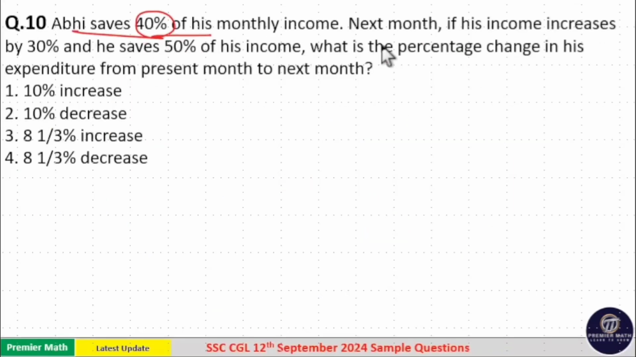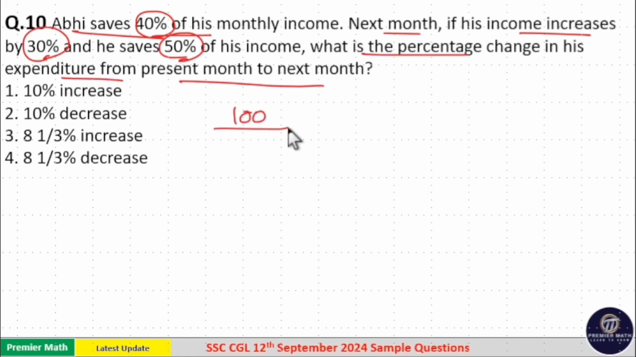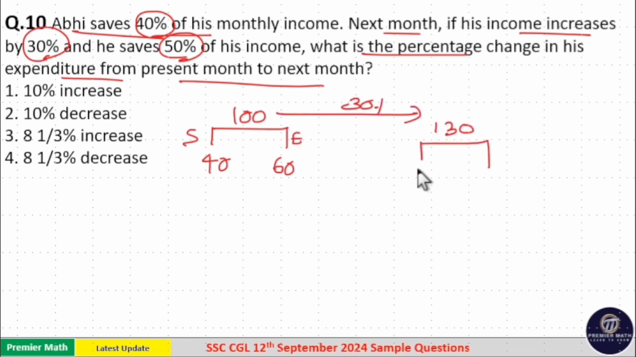Abhi saves 40% of his monthly income. Next month, if his income increases by 30% and he saves 50% of his income, what is the percentage change in his expenditure from present month to next month? Consider initial income as 100 rupees, then he saved 40% of it. So remaining 60 is his expenditure. Now income increases by 30% means new income is 130 rupees. Out of this, he saves 50%. So 50% of 130 is 1 by 2 of 130, which is 65. Now remaining 65 rupees is his expenditure.